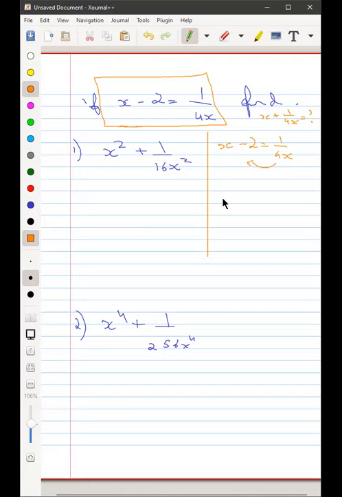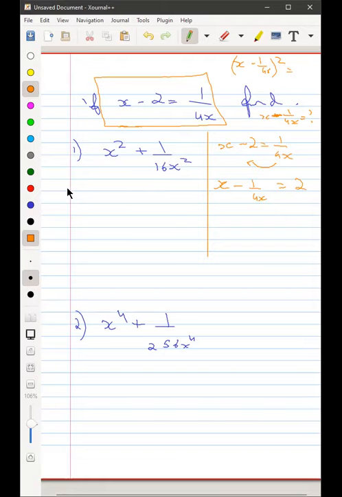Transpose? Yeah. X minus 1 upon 4x, which is equal to 2. Okay. So instead of x plus 1 upon 4x, I can even take minus, because we know that x minus 1 upon 4x, the whole thing squared, will again give us x squared plus 1 upon 16x squared, which is what we require. Okay, so let's solve this now.